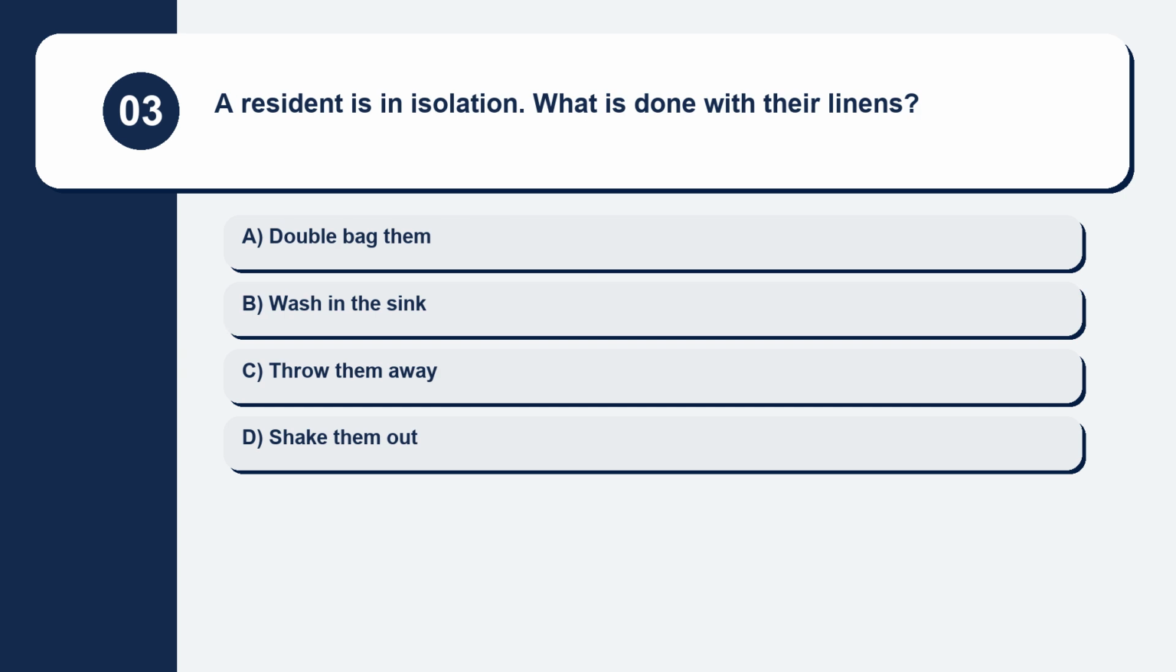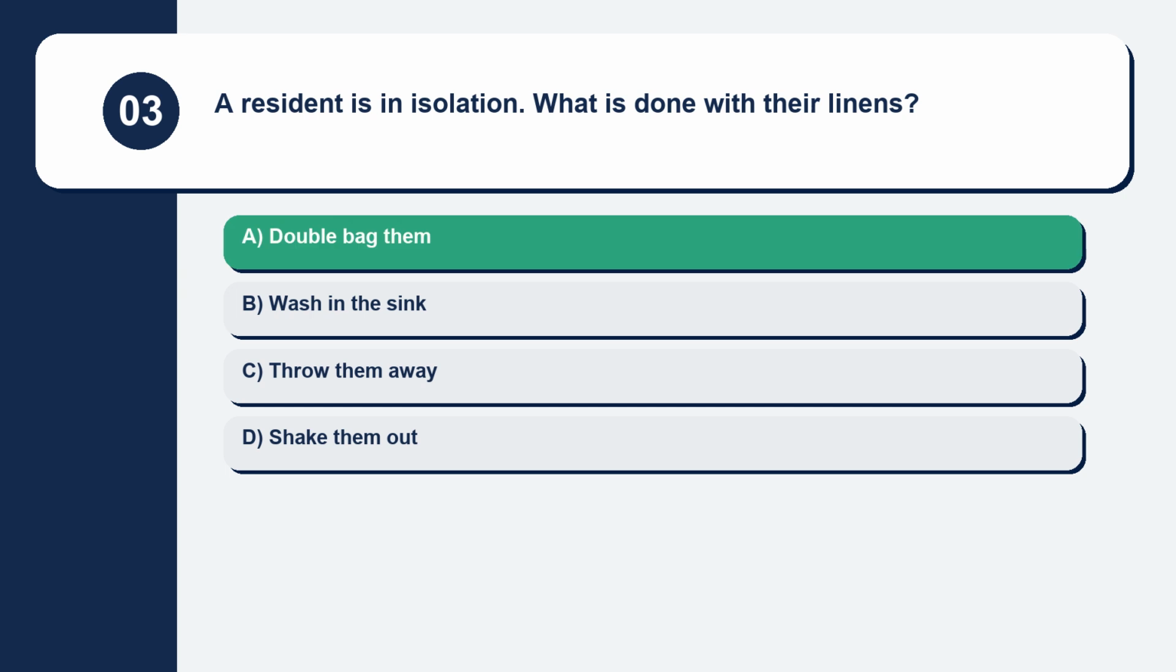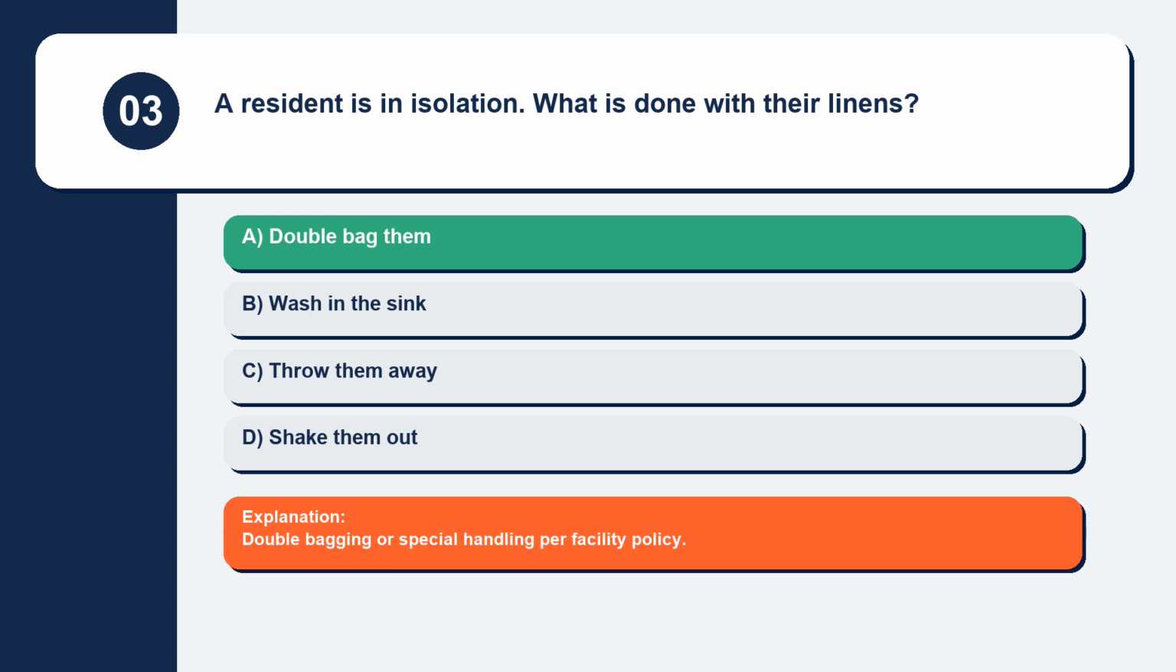Question 3. A resident is in isolation. What is done with their linens? Double bag them, wash in the sink, throw them away, shake them out. Double bagging or special handling per facility policy.